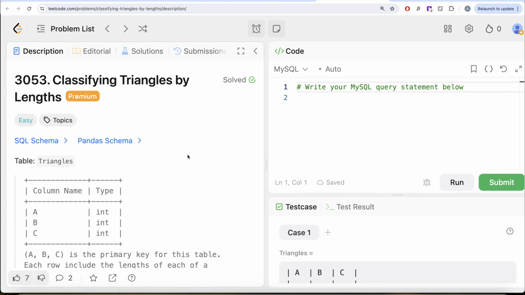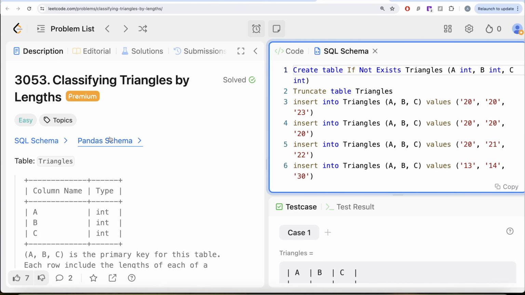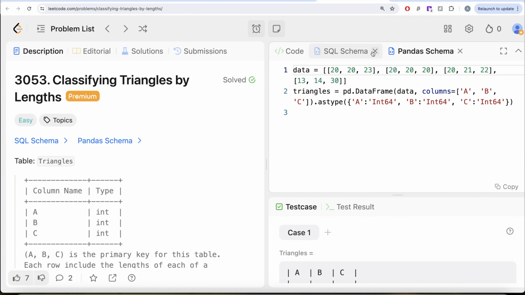This channel, Aware Science, is all about trying to learn various concepts of data science by practicing a lot of questions. In this video, we are going to solve this question on Leetcode regarding classifying triangles by length. I am going to share the SQL schema as well as the Pandas schema in the description box below.